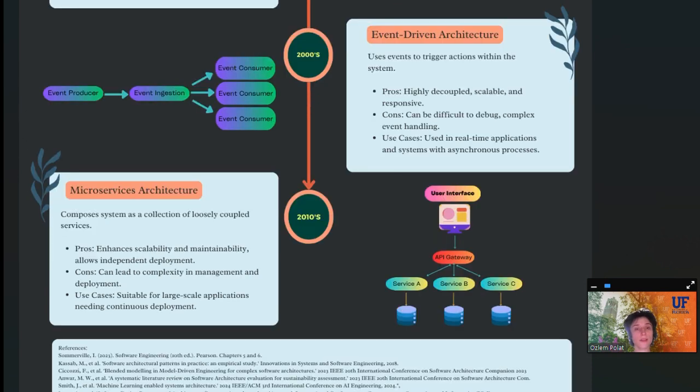And finally, microservices architecture. In the 2010s, the microservices architecture became the norm. This pattern composes the system as a collection of loosely coupled services. It enhances scalability and maintainability, allowing independent deployment. However, it can lead to complexity in management and deployment. Microservices architecture is suitable for large-scale applications needing continuous deployment.